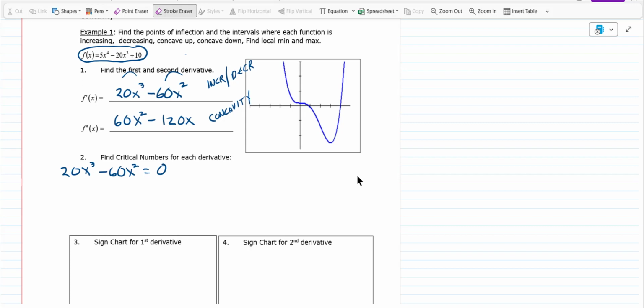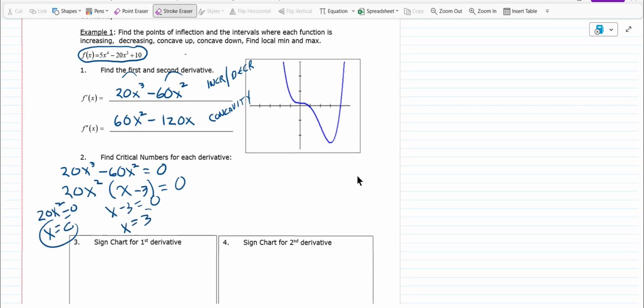How do you solve that equation? Factor out 20x squared. And what's left? x minus 3. There you go, so you have a factor. Can you do that in your head as to what the two critical numbers are? 0 and 3, right? I'm okay with you doing that in your head. You get x equals 0, and if x minus 3 equals 0, then x equals 3. So you do have two critical numbers on that.